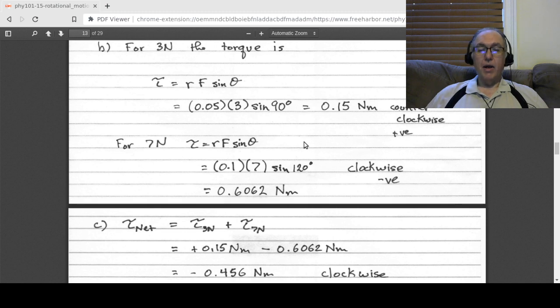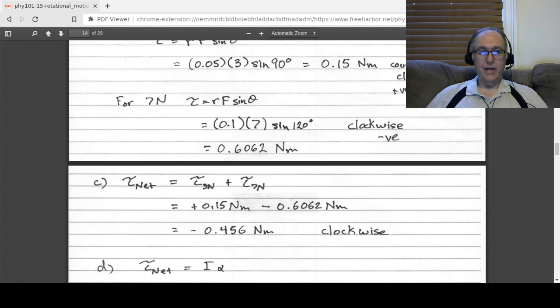Okay. Part C was calculate the total torque. Okay, so tau net is going to be the sum of all the torques. The 3 Newton came in positive, counterclockwise. The 7 Newton torque came in negative, and so when you add the two together, you get that the net torque is going to be negative 0.456 Newton meters, clockwise.